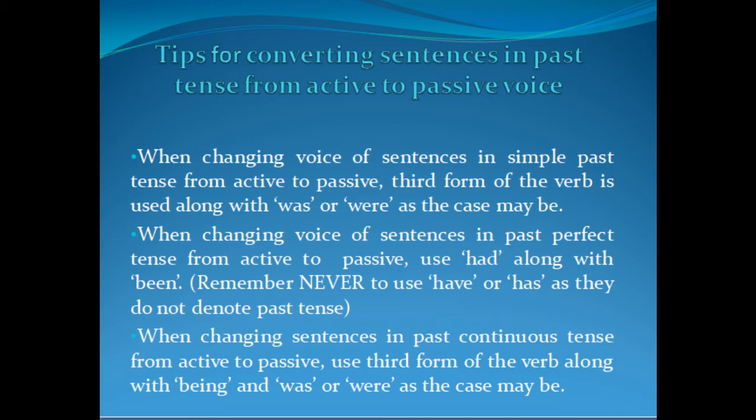Simple, isn't it? Fourth, when we change a sentence in past continuous tense to passive voice, we use the third form of the verb and being, B-E-I-N-G, along with was or were as the case may be. Example, I was eating an apple will change to an apple was being eaten by me.